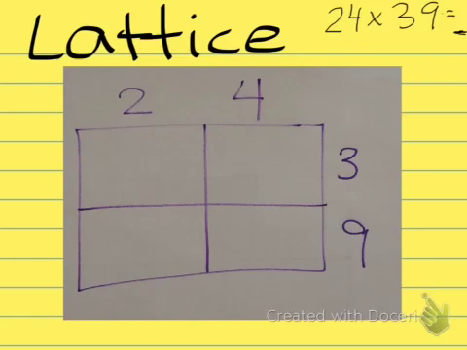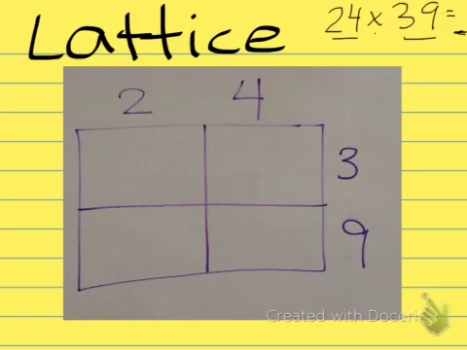We're going to review the lattice multiplication method today on this particular video. It's one of the many strategies you can use to solve a multiplication problem. In order to solve using the lattice method, you need to set up a box first. So here my problem, the first factor is 24 times 39. That's the second factor.